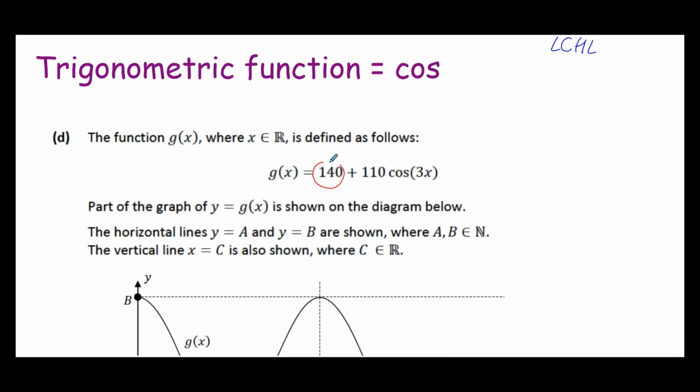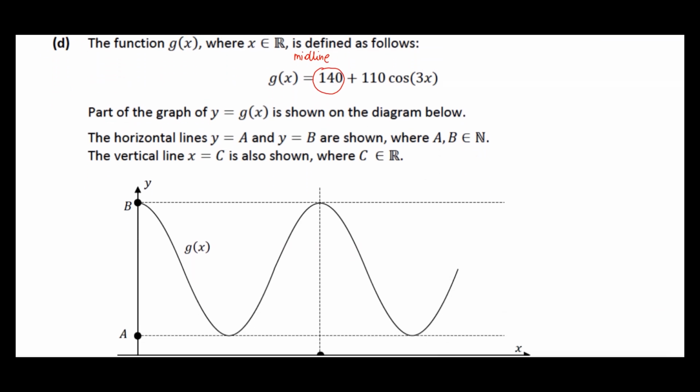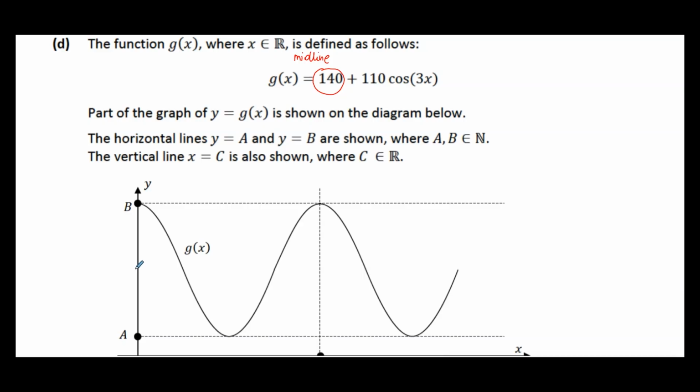So that number 140, that is the midline. Now, what does that mean in the context of our function? Here we don't need to do the graph. We have the graph. That means that 140 will be actually in the middle of that function. Okay, 110, the number that stands beside the cos or sine is the amplitude.